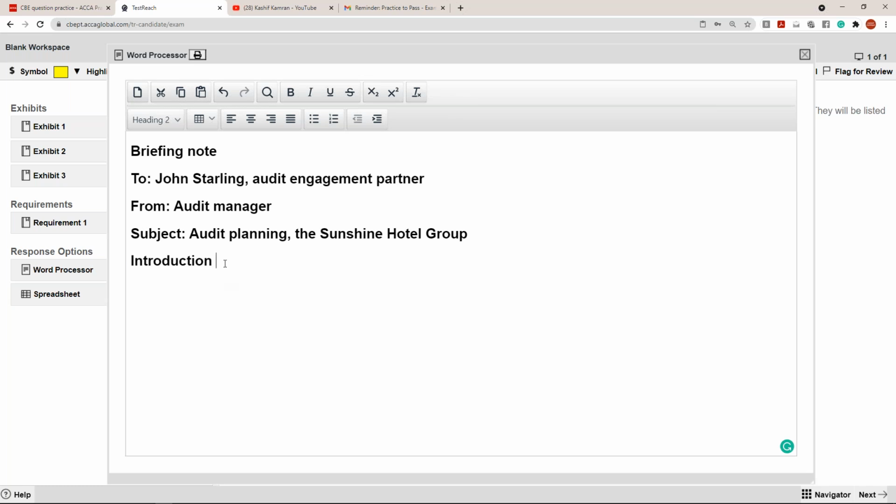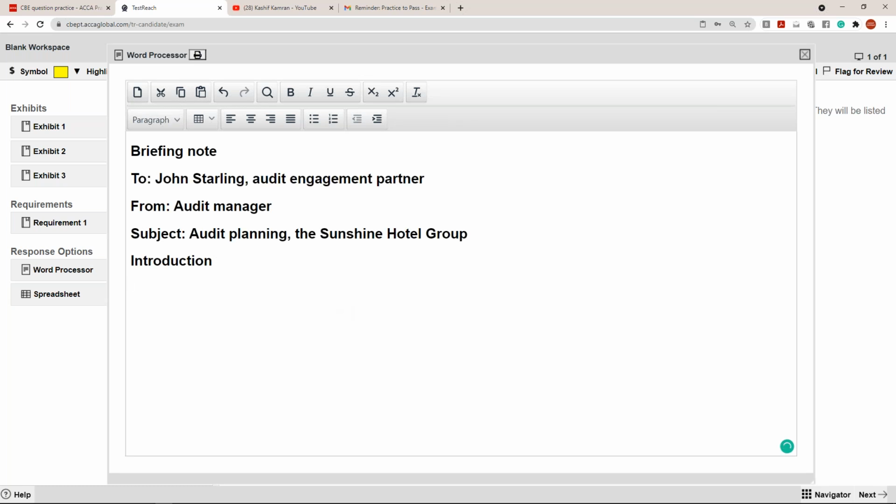Okay, you write the introduction. Now all of you who attended the session yesterday, tell me, is it easy to copy to, from, subject and paste it on the briefing note? Will that save you time typing to, from, subject? But you have to change the to and from, right? The from will become the to and the to will become the from, right? And you write the introduction.